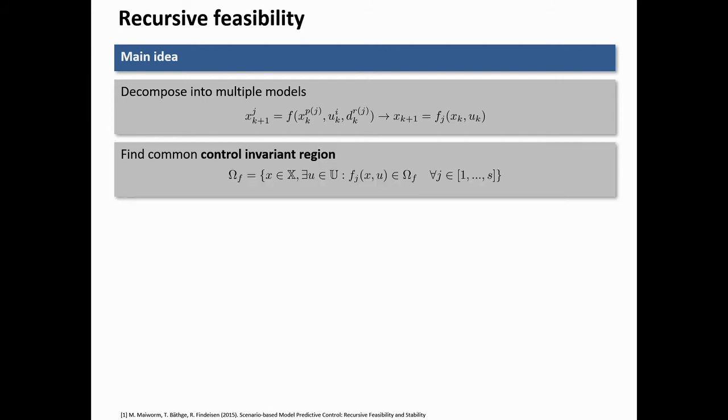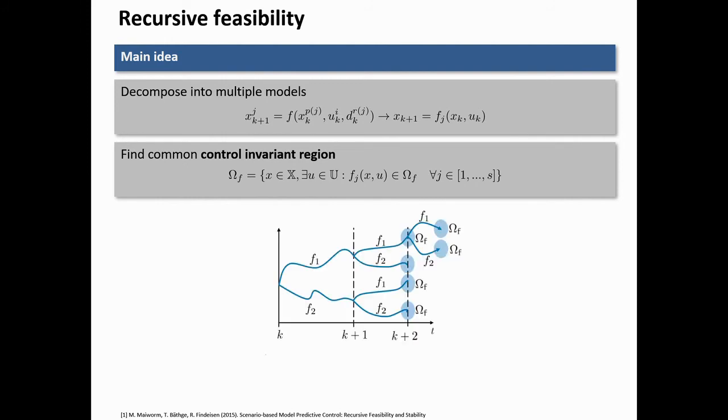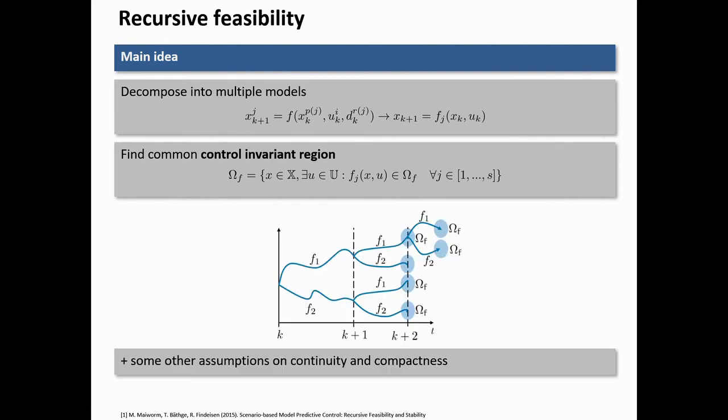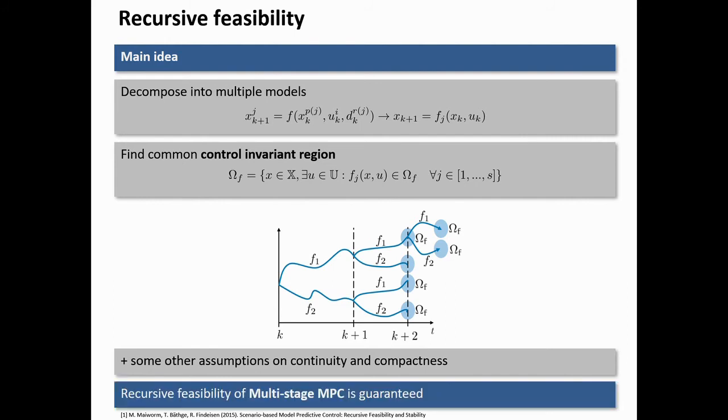So if we assume to have a common control invariant region for all these models, then, plus some other assumptions on continuity and compactness of the sets, we can guarantee recursive feasibility of the multistage MPC. And this has already been proved 5 years ago. But now we want to add the conditions for recursive feasibility for a multistage MPC with event triggering.